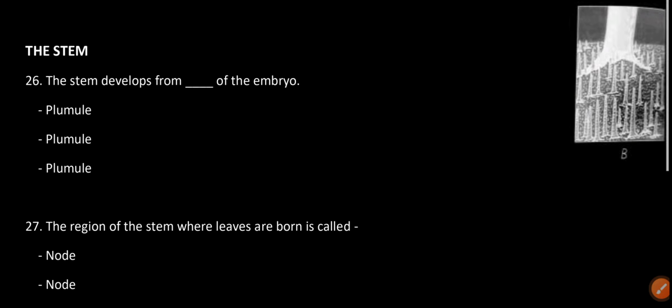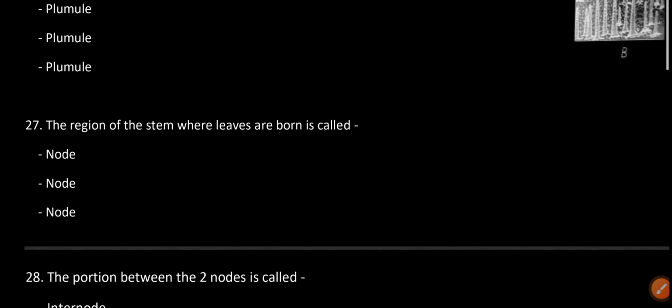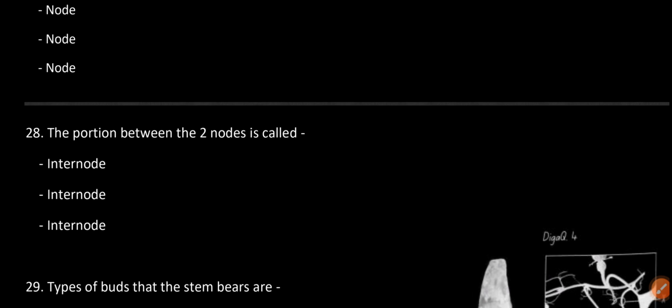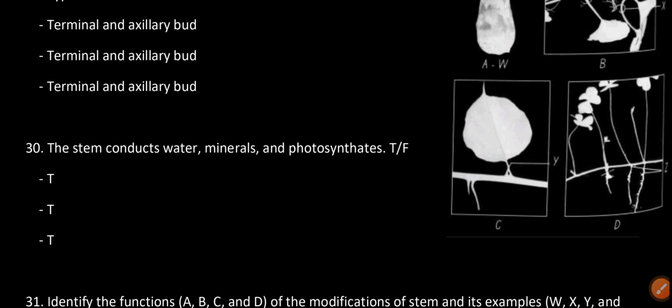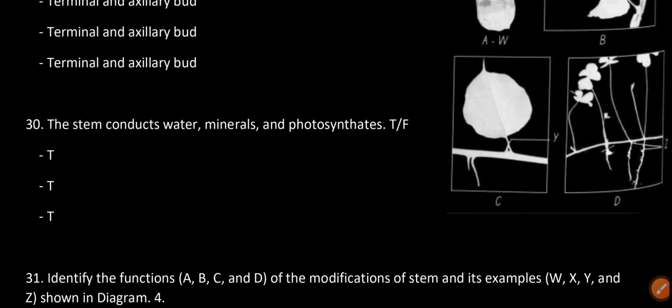The stem develops from the plumule of the embryo. The region of the stem where leaves are born is called the node. The portion between two nodes is called the internode. Types of buds that the stem bears are terminal and axillary buds.